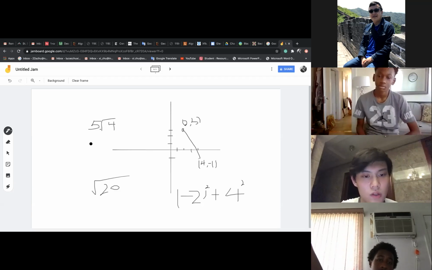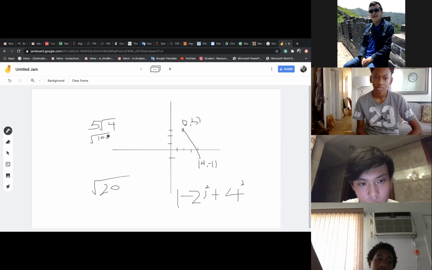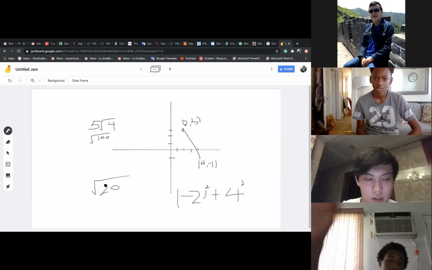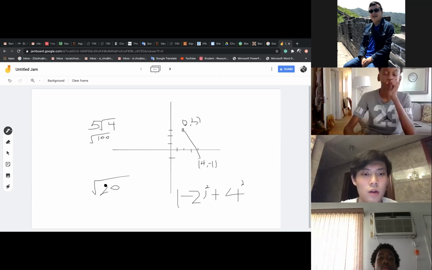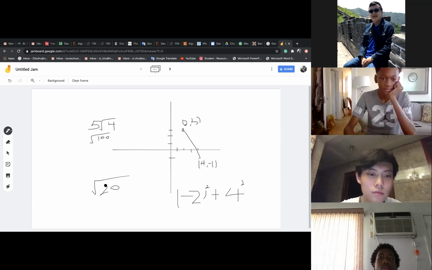Right? See, that's totally different, right? 100. They are not the same value, right? So by that you can know that it's not 5 times square, it's not 5 square root 4, right?